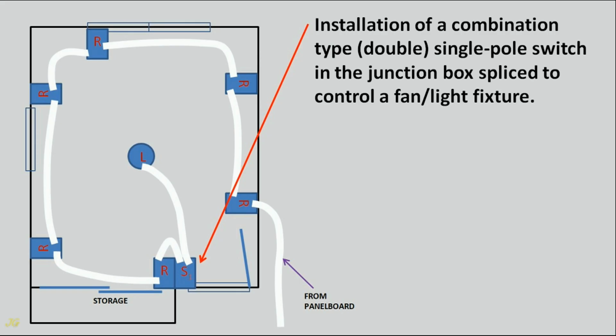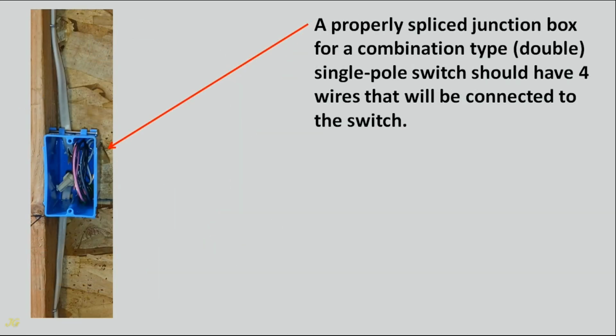Installation of a combination type, double, single pole switch in the junction box spliced to control a fan, light fixture. A properly spliced junction box for a combination type, double, single pole switch should have 4 wires that will be connected to the switch.